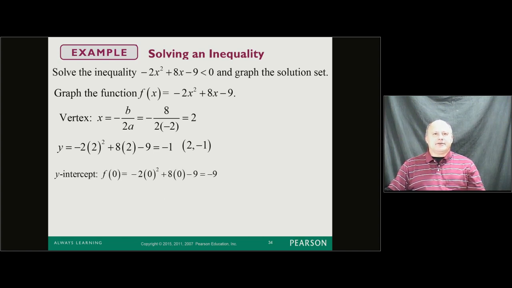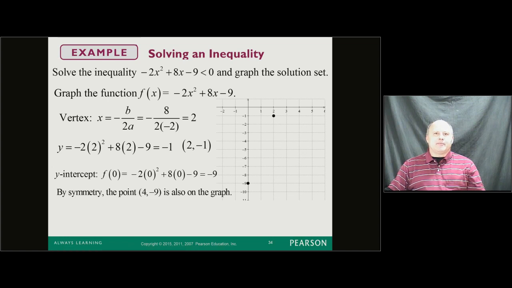So the y-intercept, plug 0 in for the x, is 0, negative 9. So let's see what we have on the graph. So 2, negative 1, that upper point, 0, negative 9. And so using symmetry, I'm going to get another point off of this. So by symmetry, 4, negative 9 is also a point, and they plot that for you. And then they go ahead and graph the parabola.